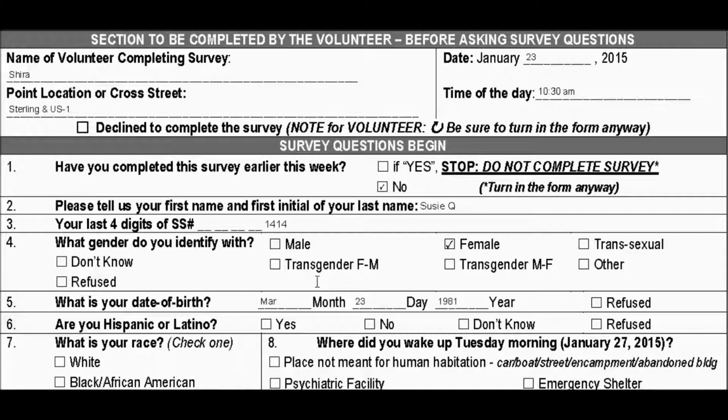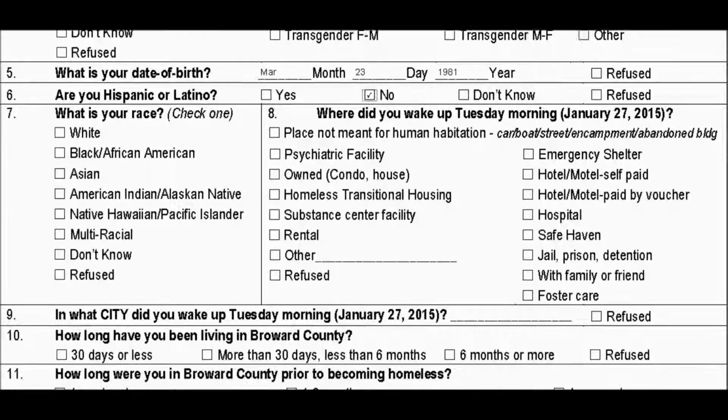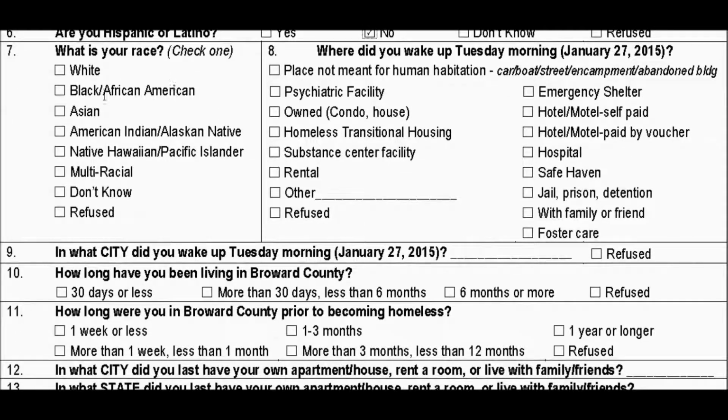Question number 6 asks if the participant is Hispanic or Latino. Fill out accordingly. Question number 7 asks for the participant's race. Please select only one. If they respond with more than one race, ask them if they consider themselves to be multiracial and select that option.